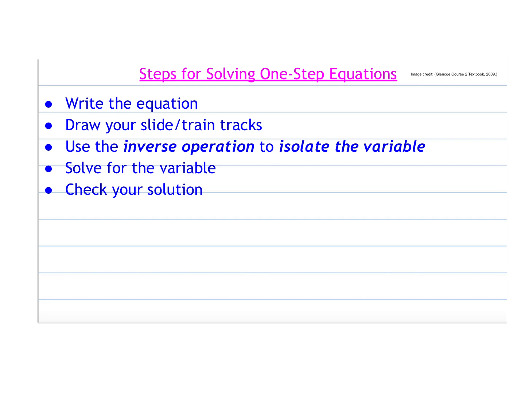This video has a little bit more writing than the rest of the videos, but we're going to use these same steps for the rest of our whole unit. So our first step when we solve a one-step equation is to write the equation. Then we're going to draw our slide or our train tracks, which I'm going to talk to you about in a second here. Then we need to use the inverse operation to isolate the variable, which means that we want to get it alone. We'll talk about that. Then we solve for the variable, and then most importantly, we check our solution. So pause, write these steps down, and then come back.